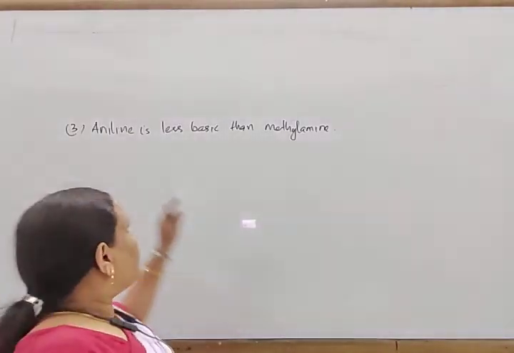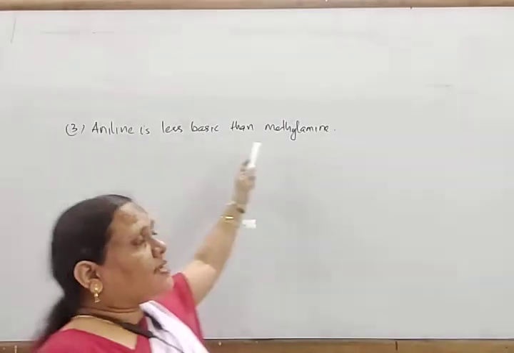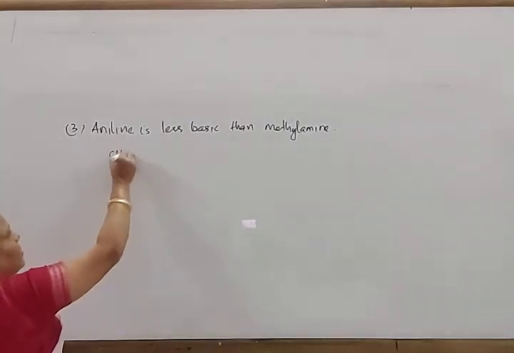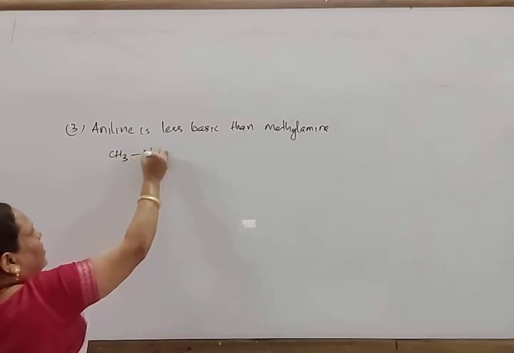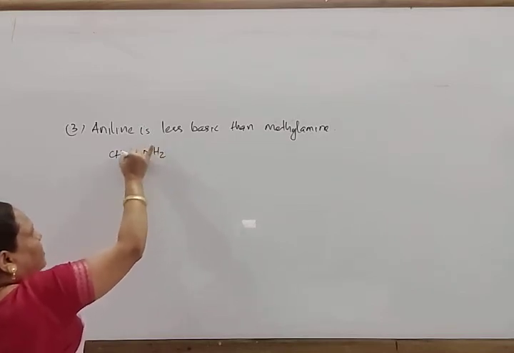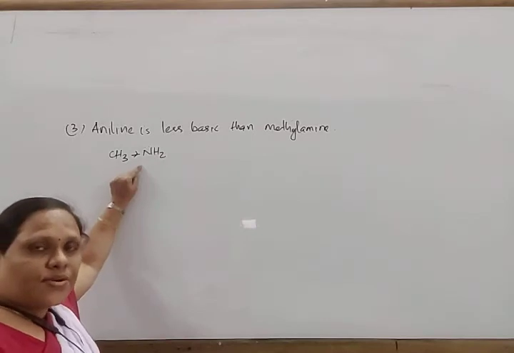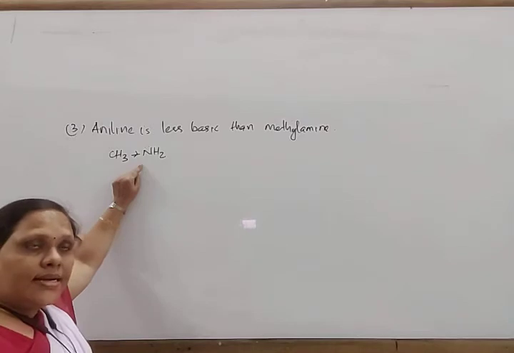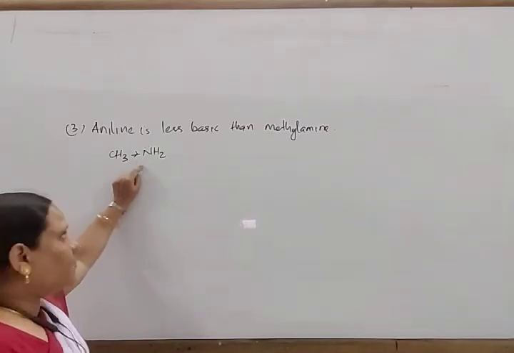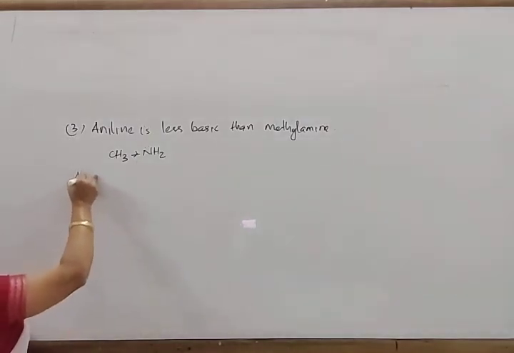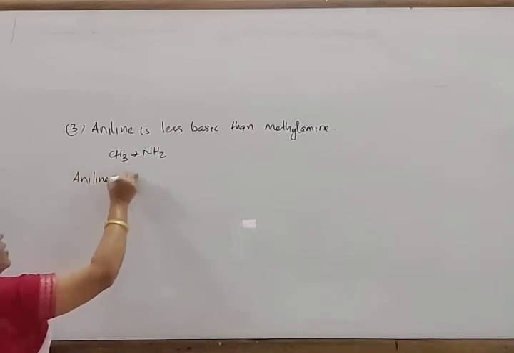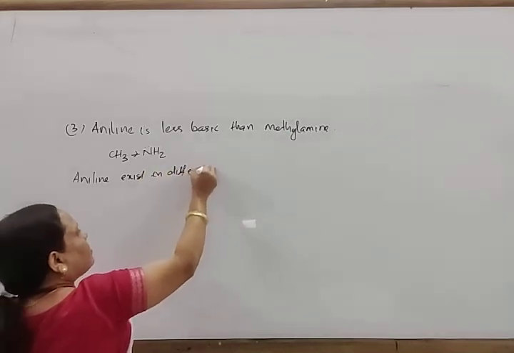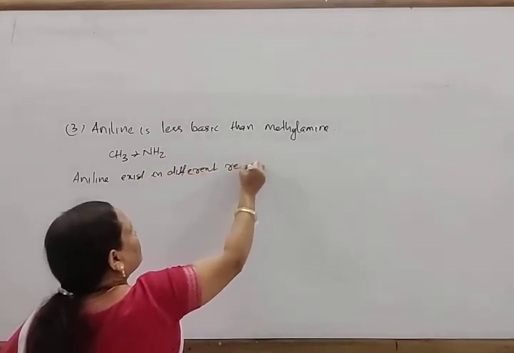Next, come to another application, that is, aniline is less basic than methylamine. Methylamine has the structure CH3NH2. Here the methyl group gives electrons towards nitrogen, so electron density increases. In this way it becomes more basic. But aniline exists in different resonating forms.